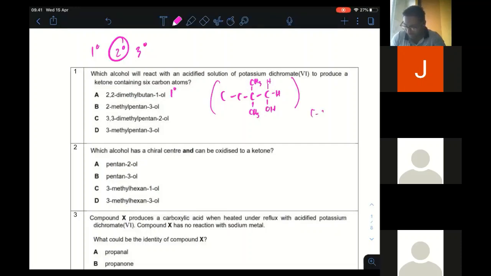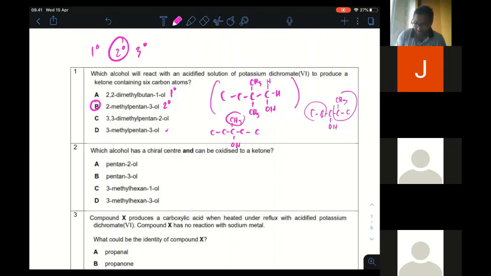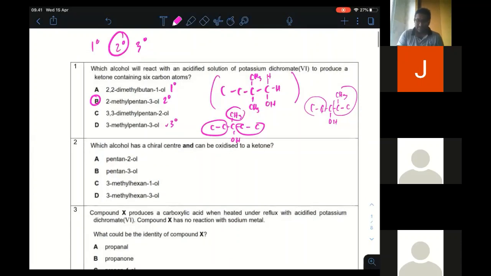Pentan-3-ol, and then 2-methyl, so this is CH3. You can see that this has one R group and another R group, so it is secondary. So the answer is going to be B. I don't want to waste time on C and D, but if you go through them you will not get a secondary. Let's try one: pentan-3-ol with 3-methyl. You can see that this is going to be tertiary. We are looking for the secondary.